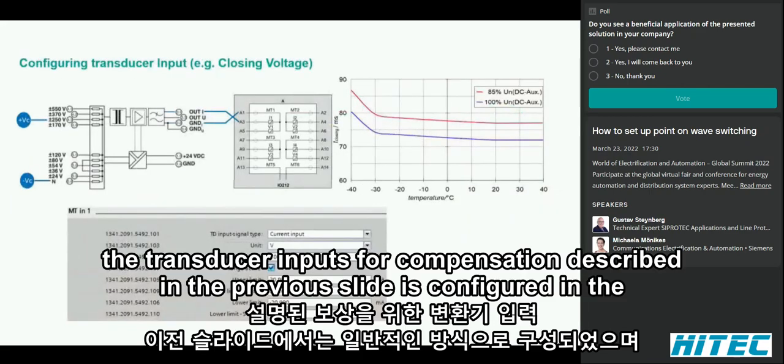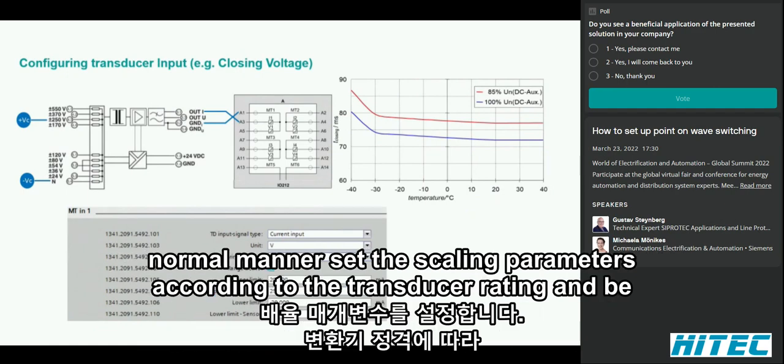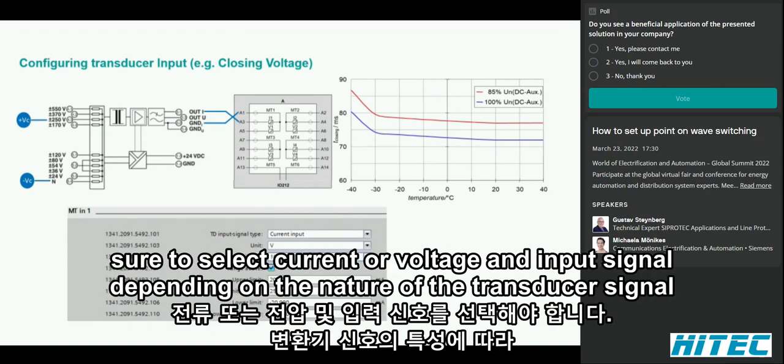The transducer inputs for compensation described in the previous slide is configured in the normal manner. Set the scaling parameters according to the transducer rating and be sure to select current or voltage as input signal depending on the nature of the transducer signal.